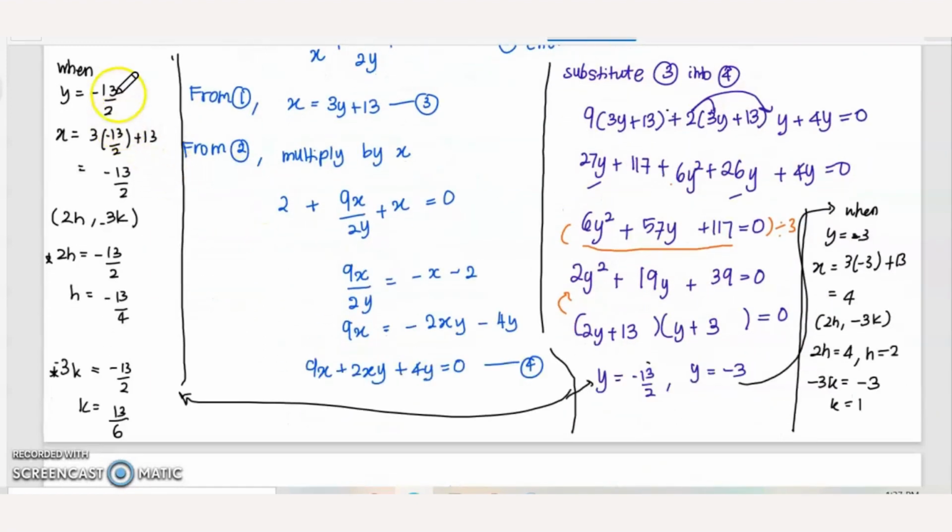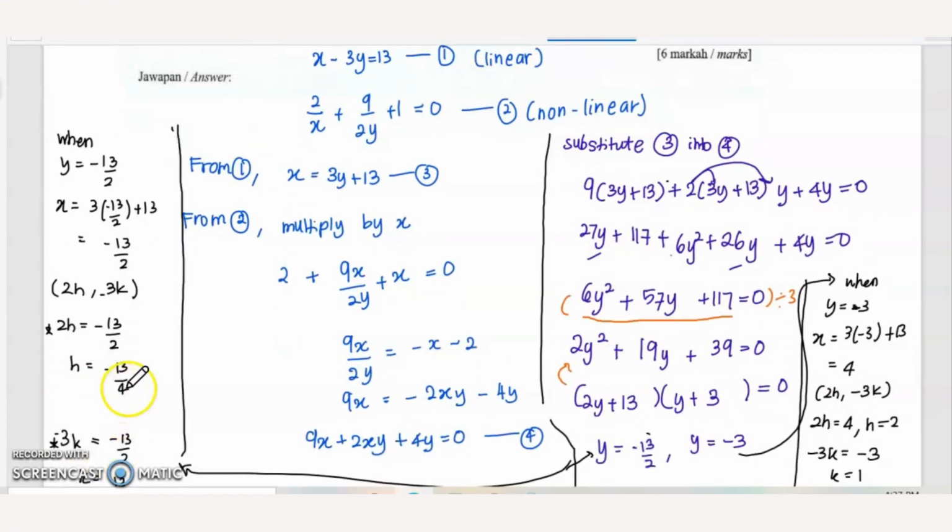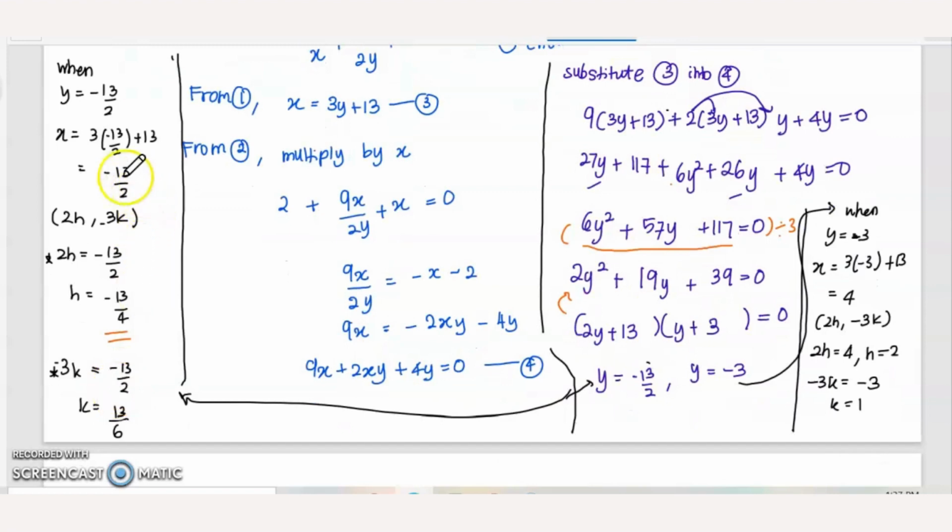k. So, first thing first, when y equal to negative 13 over 2, dapatkan nilai x, which is dapat negative 13 over 2. And then, kita equate balik dengan coordinates dia bagi tadi. 2h equal dengan negative 13 over 2 and we get h equal to 13 over 4. Okay, and then we go to the y coordinates, which is the value of y is negative 13 over 2 and here is negative 3k. We equate this one and get k equal to 13 over 6.